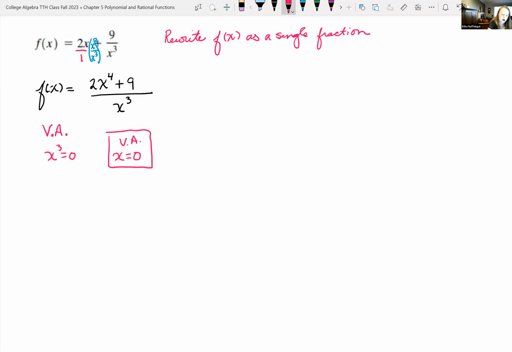Looking for our horizontal asymptote, that has to do with the degree of the numerator and denominator. I have a degree 4 in the numerator. I have a degree 3 in the denominator. The degree in my numerator is larger. That means there's no horizontal asymptote.